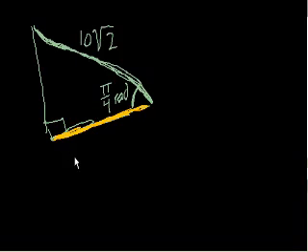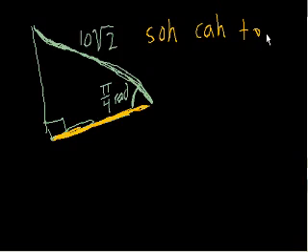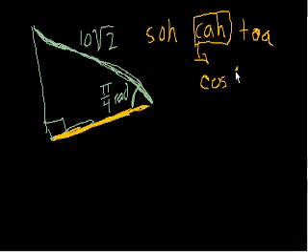So let me ask you a question. What trig function deals with the adjacent side and the hypotenuse, right? Because the adjacent side is what we want to figure out, and we know the hypotenuse. Well, let's write down our mnemonic just in case you forgot it. SOH CAH TOA. So which one uses adjacent and hypotenuse? Right, it's CAH. And CAH, the C is for cosine. Cosine of an angle, let's just call it any angle, is equal to the adjacent over the hypotenuse.